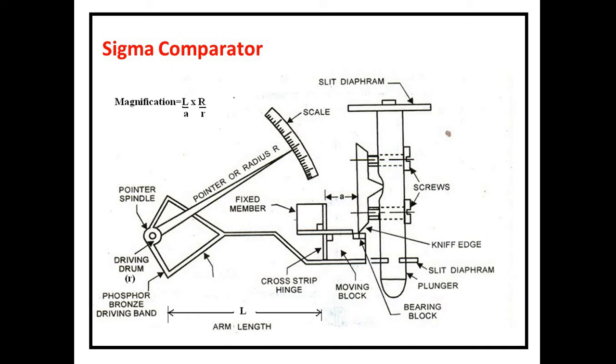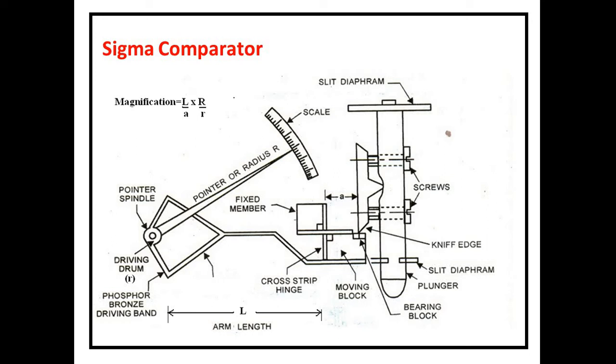So this gives you the first stage magnification. Now again we have come up to this Y arm. Now the ends of the Y arm, this end and this end, are attached to a phosphor bronze strip. This is the phosphor bronze strip. This is one end, this is another end. So these two ends are attached to a phosphor bronze band, and this bronze strip moves over a drum of radius r.